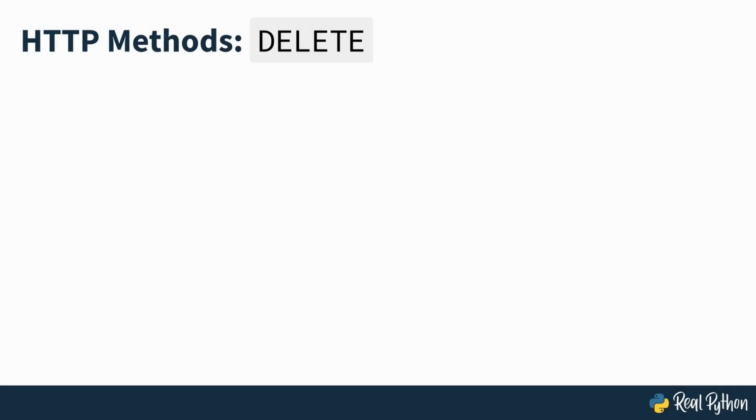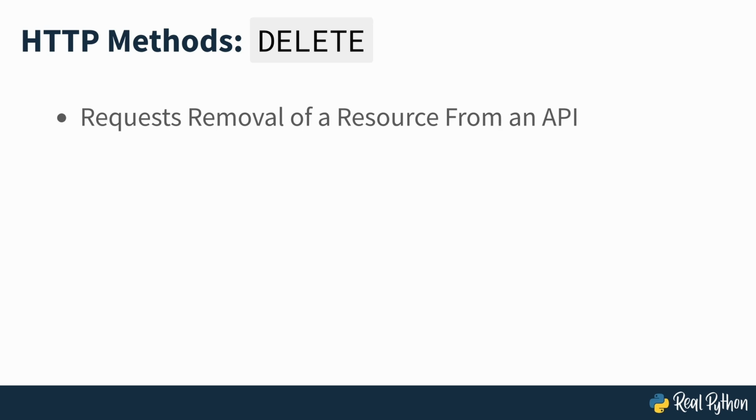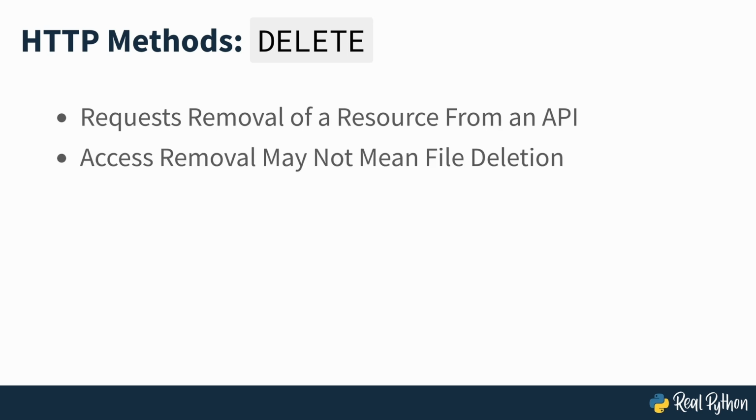Delete is used when you want to remove a resource using an API. Note that depending on the way the API is created, this may just mean removing access to a resource, such as an image or other uploaded file, rather than actually deleting the file from the server.